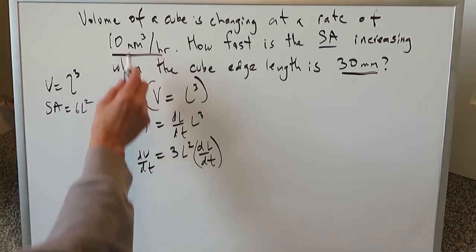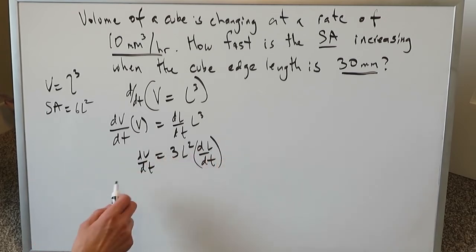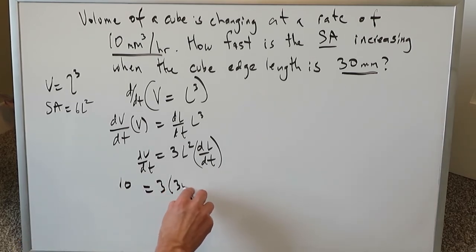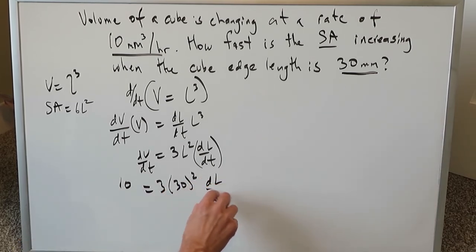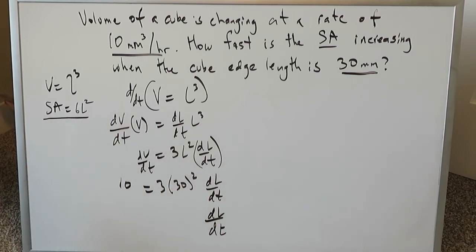So let's plug this in. We have 10 millimeters cubed over hours. For the computations, we'll eliminate the units. dV over dt is this 10. And then we have a 3L squared. We have the length edge is 30. And then that's squared, is equal to dL over dt. We're right now determining the rate of change of this length, because this value can very well fall into this formula when the time comes.